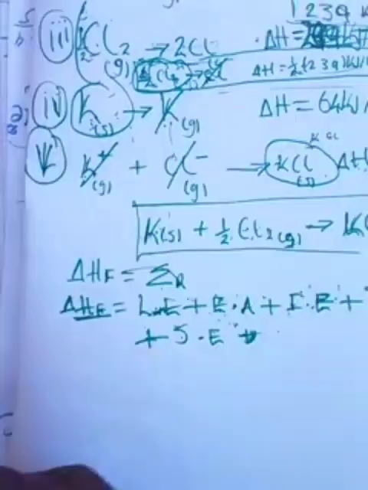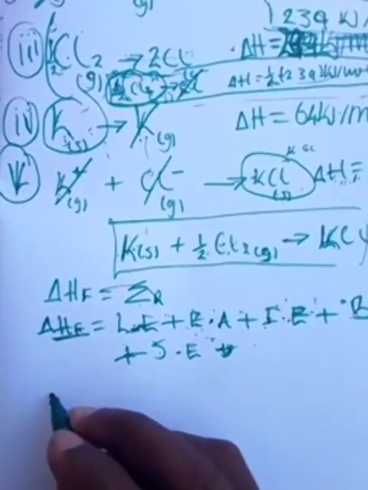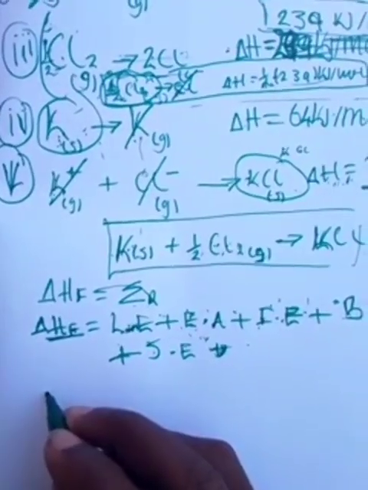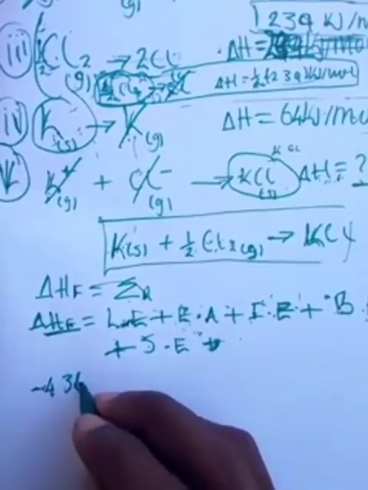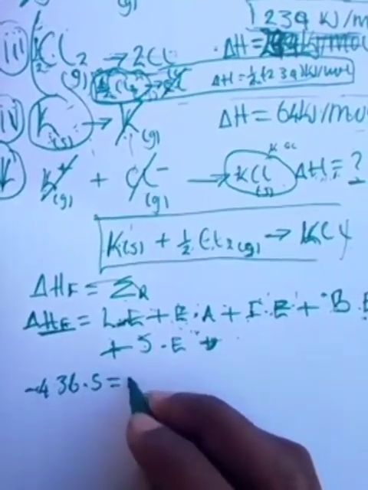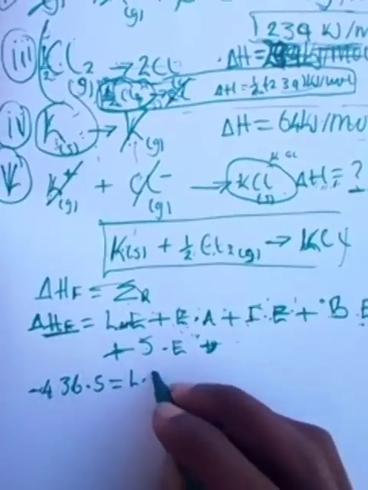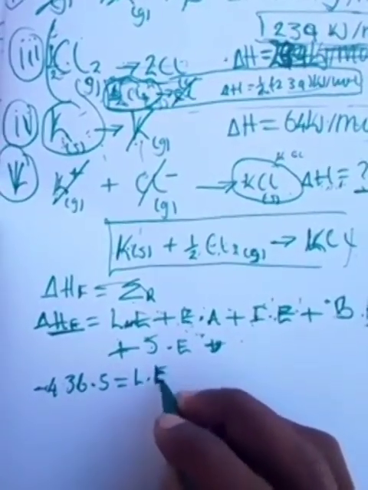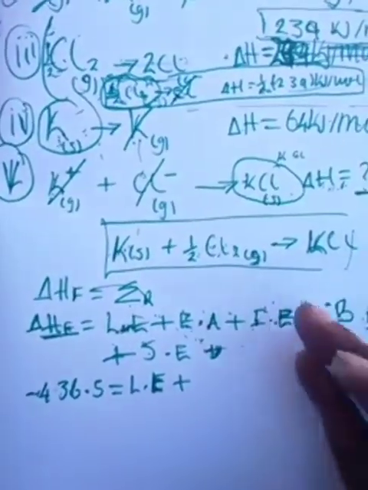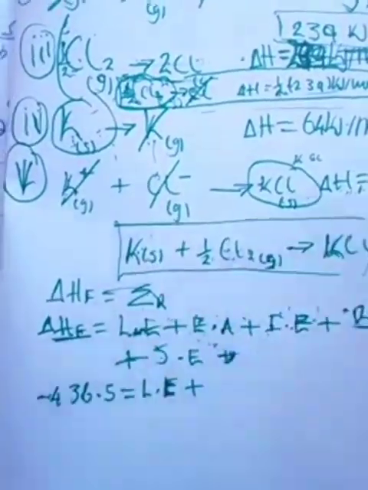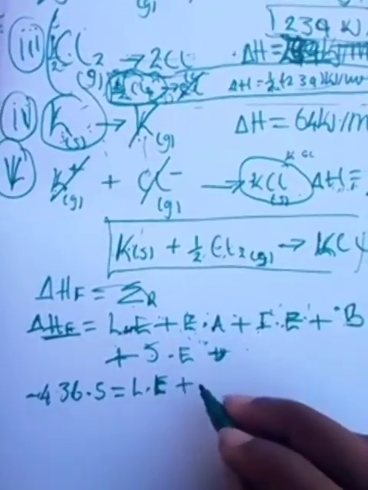So now the goal is to plug in the values. Where it is enthalpy of formation, I'm going to plug in the enthalpy of formation that they have given me in the question, which is negative 436.5, is equal to lattice energy. Lattice energy has not been given, so I'll just write lattice energy. I'll make it the subject of the formula. First, let me finish plugging in the values. You can use any approach: start by making this the subject, then plug in the values and punch on a calculator. Do whichever way is easy for you.